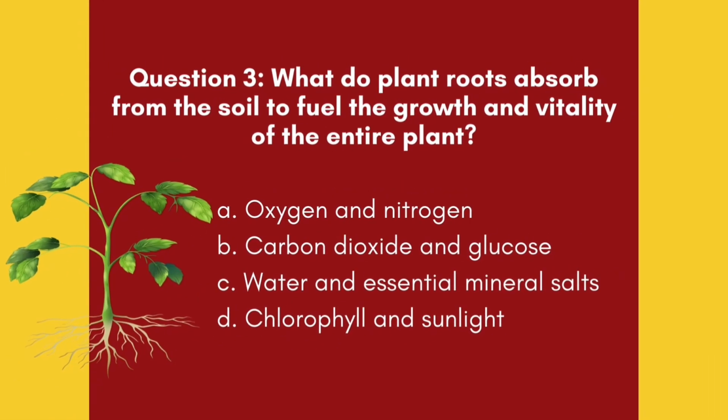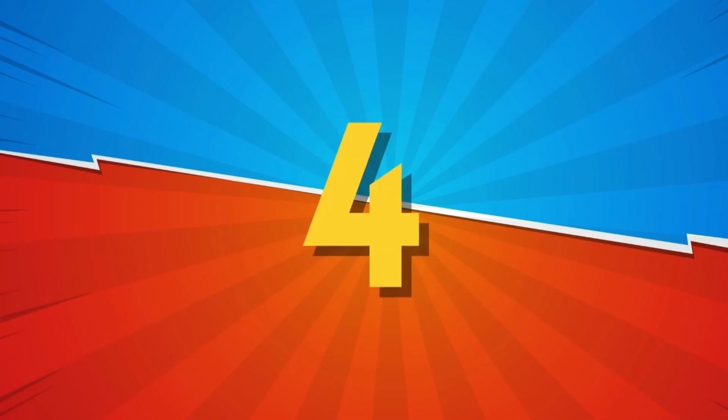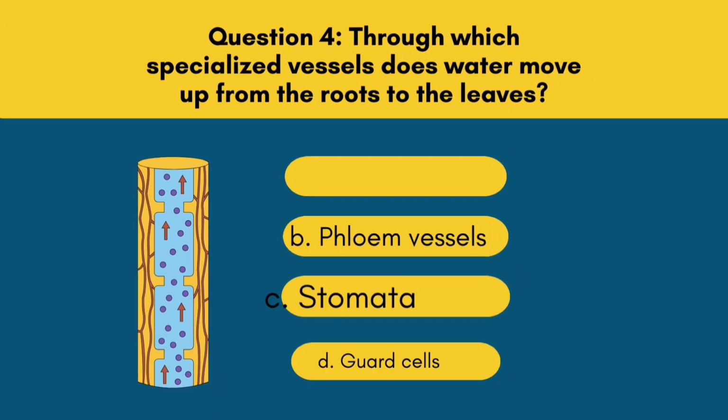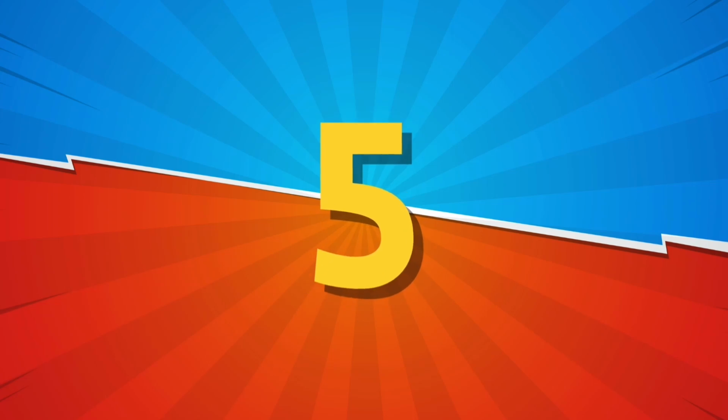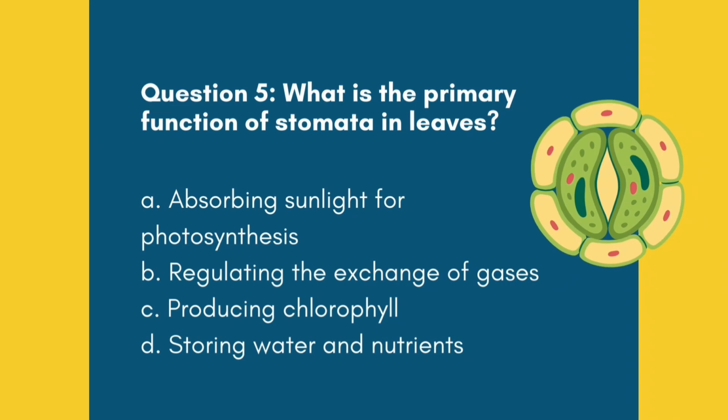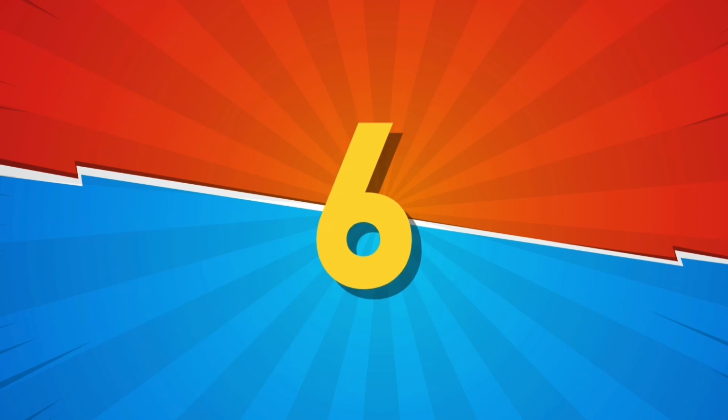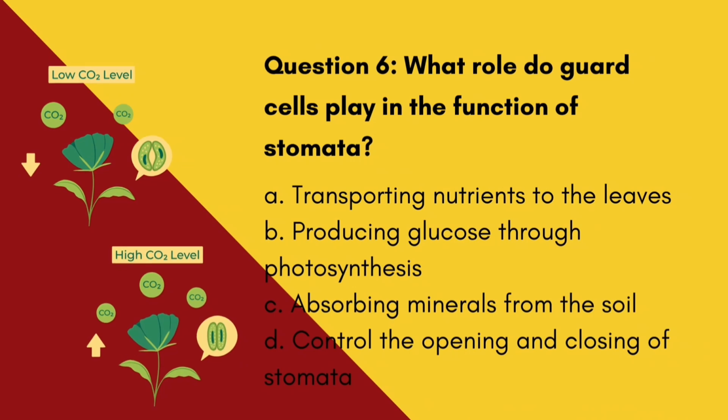Question 3. What do plant roots absorb from the soil to fuel the growth and vitality of the entire plant? Question 4. Through which specialized vessels does water move up from the roots to the leaf? Question 5. What is the primary function of stomata in a leaf? Question 6. What role do guard cells play in the function of stomata?